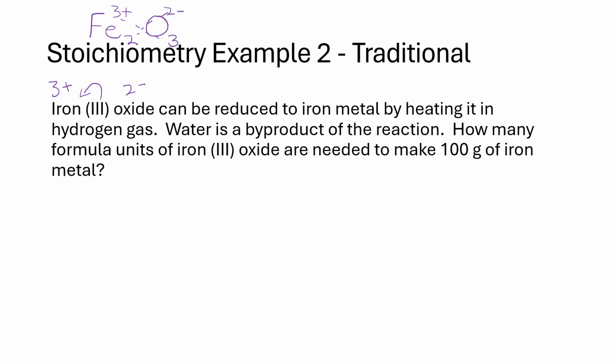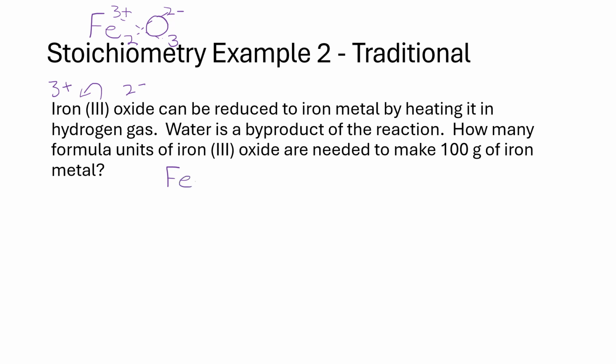The first thing I should have done was to identify that this is an ionic compound. It's a metal plus a nonmetal. Iron is a metal, oxygen's a nonmetal, so metal plus nonmetal makes it ionic. And therefore, we have to consider charges. Since the charges don't cancel out, we crisscross, and we end up with Fe2O3.